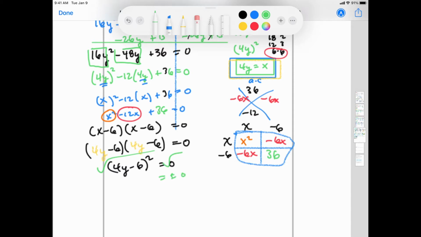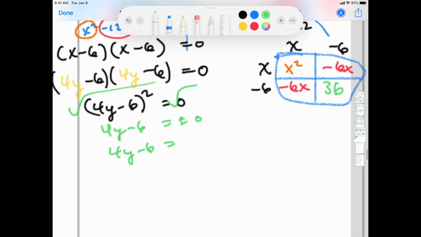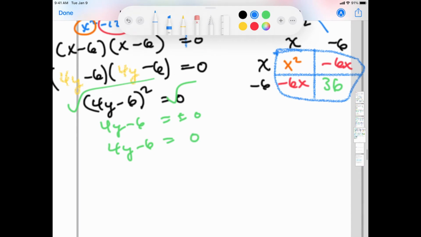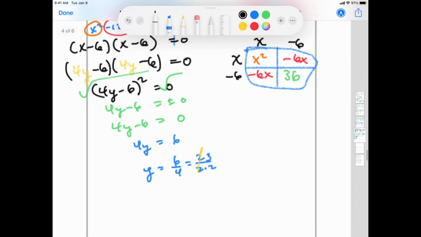Plus or minus 0. Well, we don't say plus or minus 0. If I take your wallet and add 0 to it, nothing changes. So you're just left with 4y minus 6. 4y minus 6 equals 0. And then add 6, divided by 4, which would give you y equals 3 halves. Is your answer.